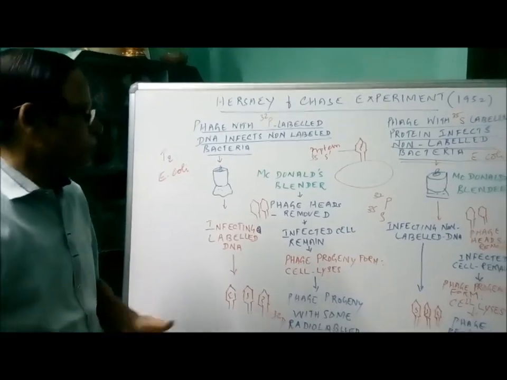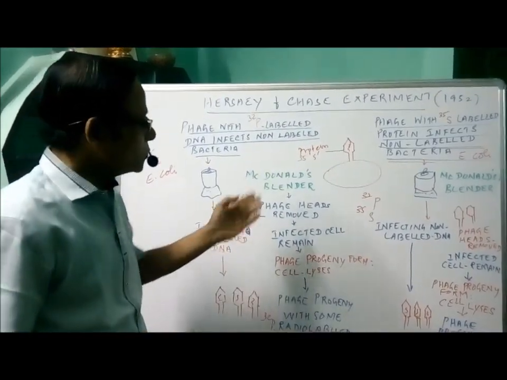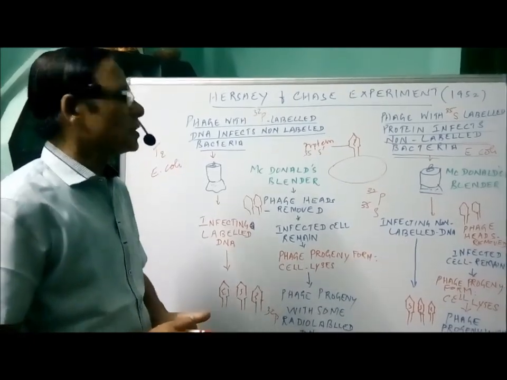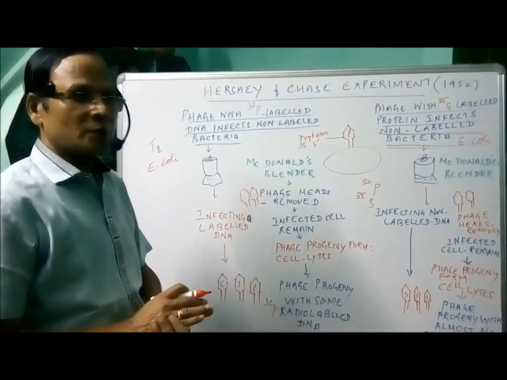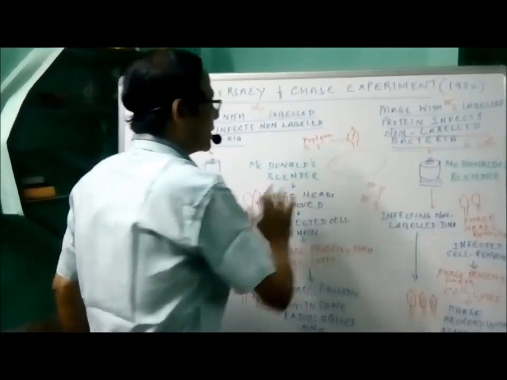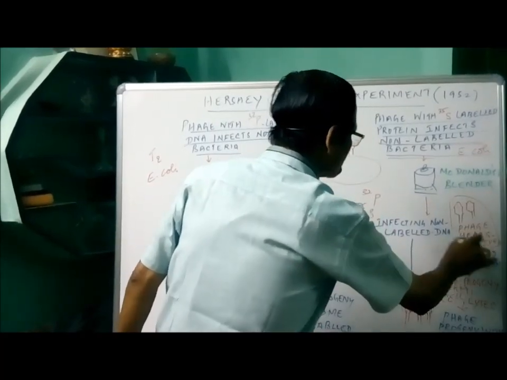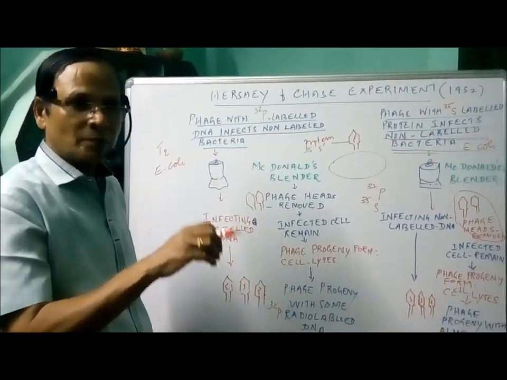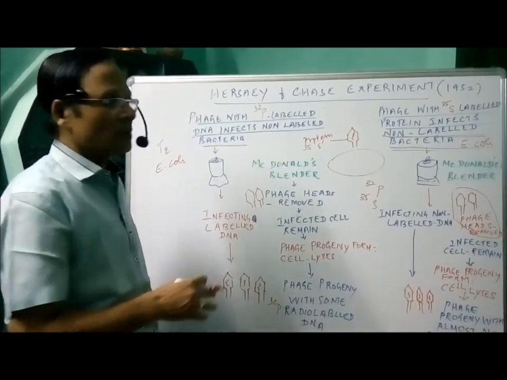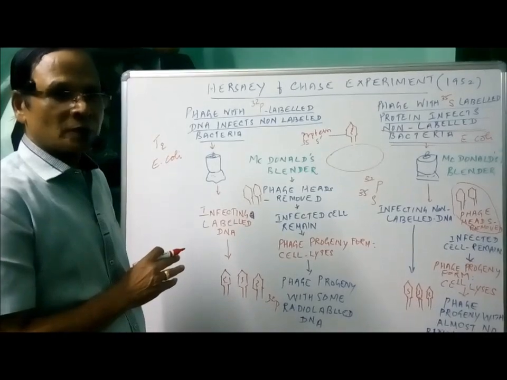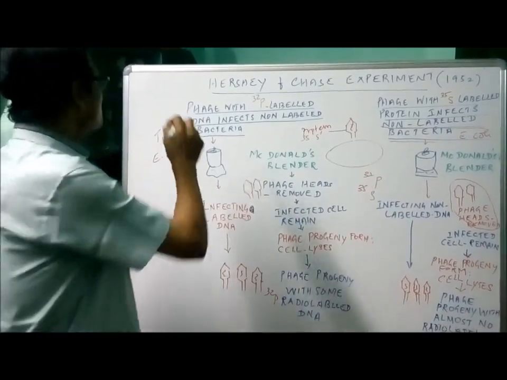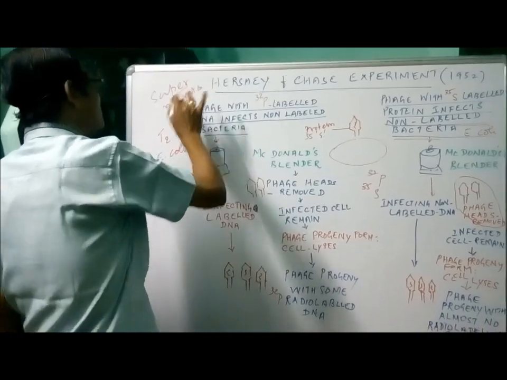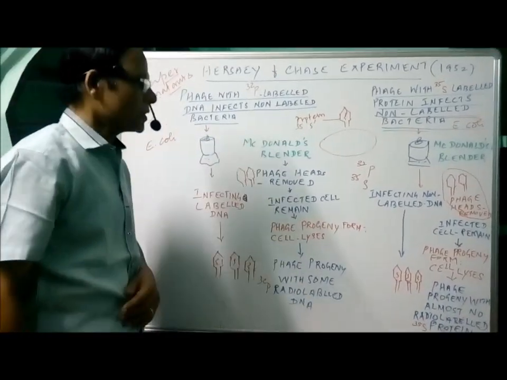Now, in order to loosen the phage particles, the bacterial cell was blended in a McDonald's blender. So what will happen? The phage heads are removed. You see that the phage heads are removed because of the blending, that is, agitating the bacterial cell in a blender. So now the capsid coat alone is removed, and these are called the supernatant. The capsid coats without nucleic acid inside are called the supernatant.